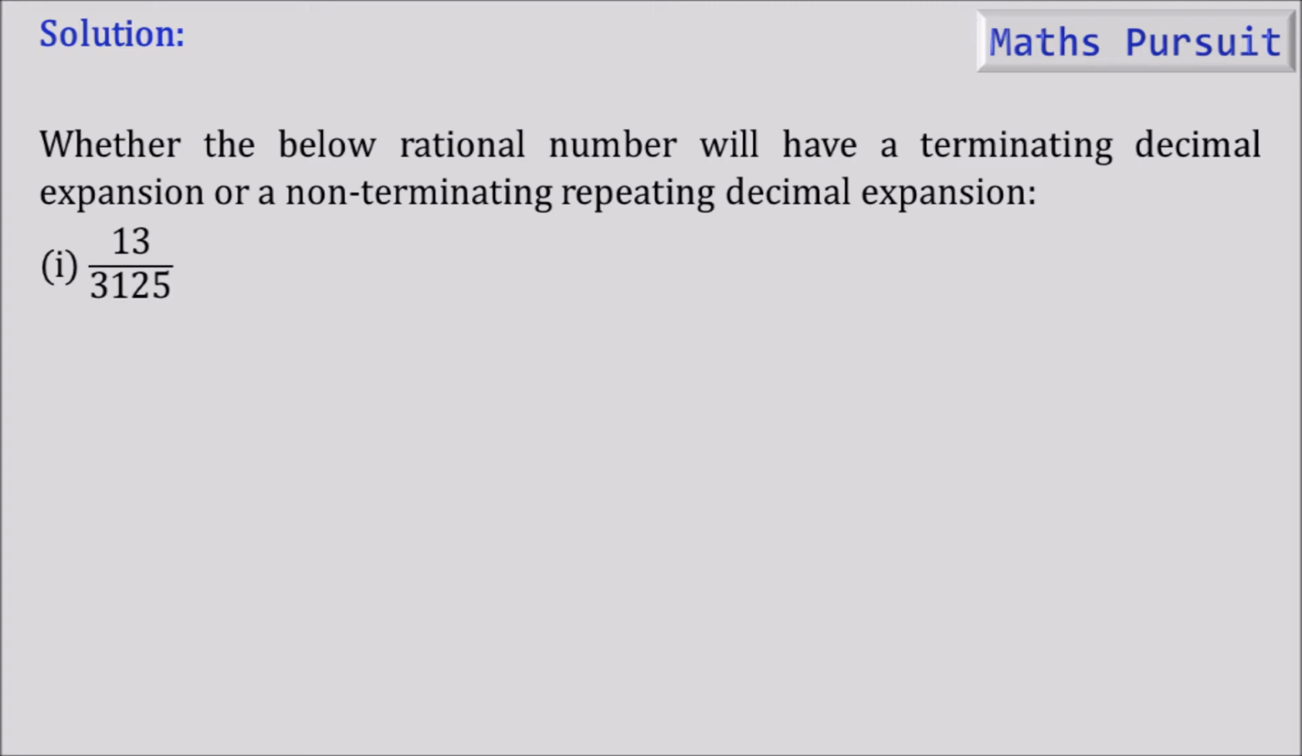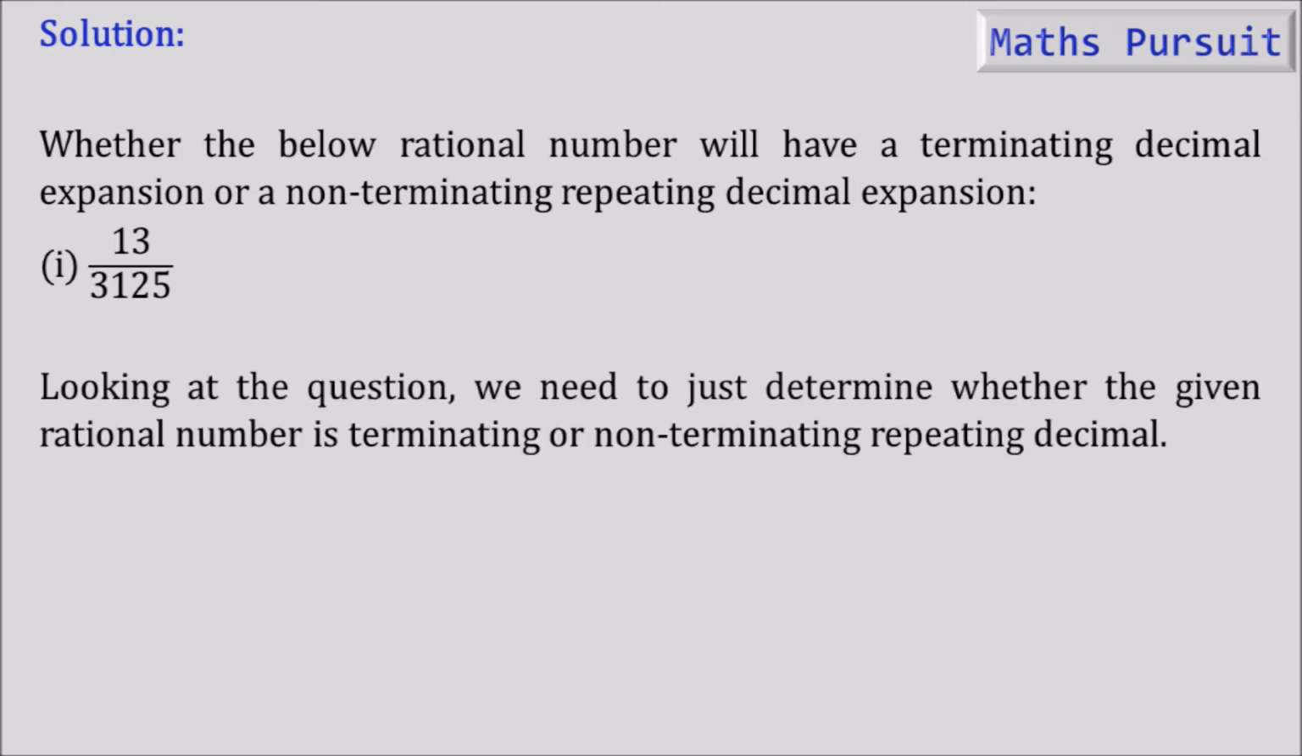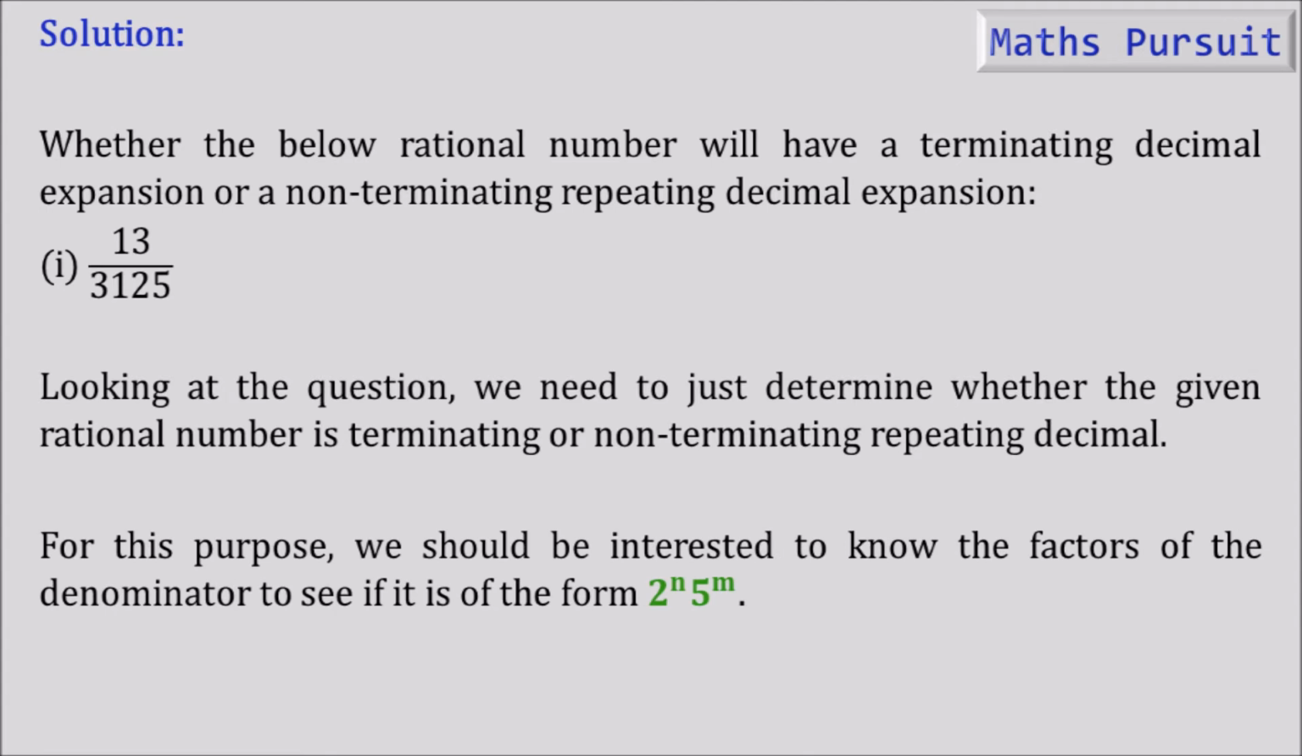Once we find the factors, only then can we decide whether the given rational number is terminating or non-terminating. So guys, looking at the question, we need to just determine whether the given rational number is a terminating or non-terminating repeating decimal. For this purpose, we should be interested to know the factors of the denominator to see if it is of the form 2 to the power n, 5 to the power m.